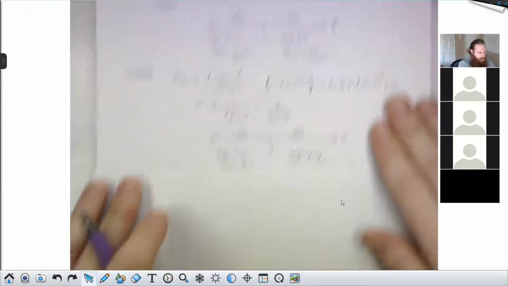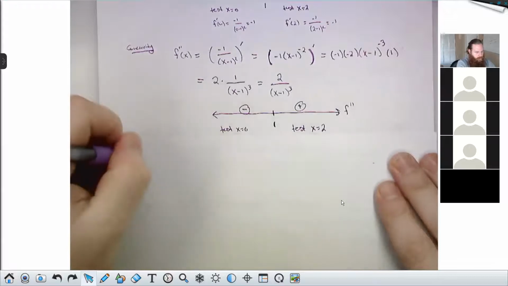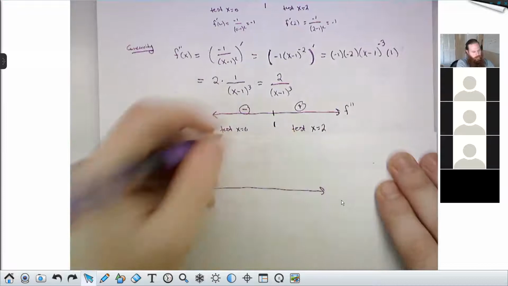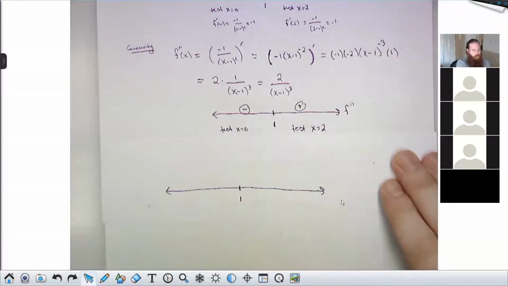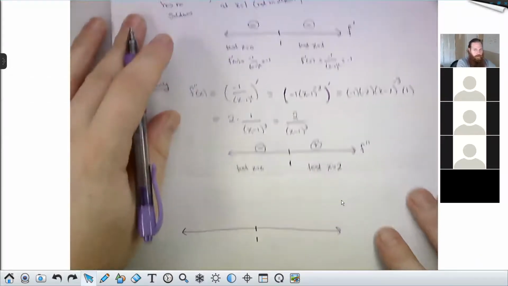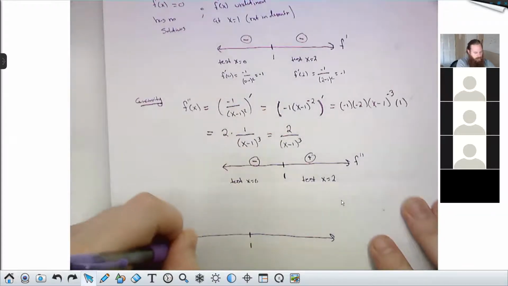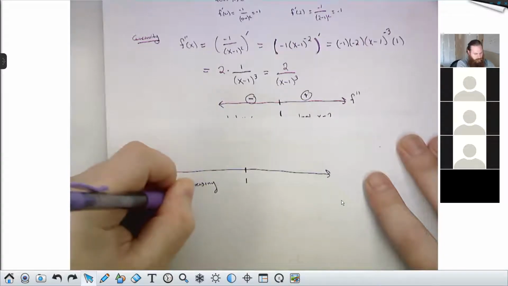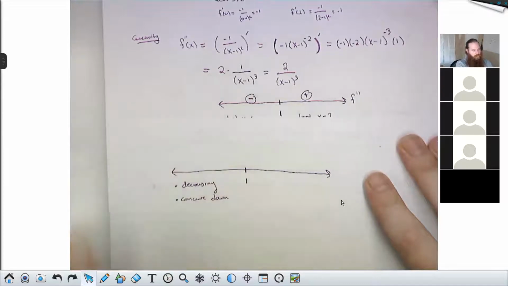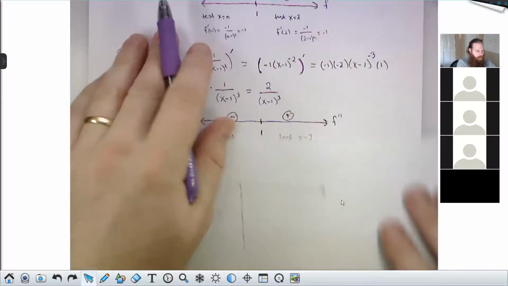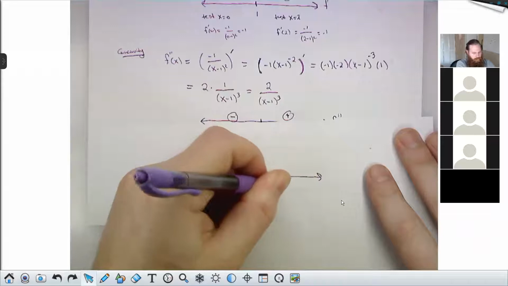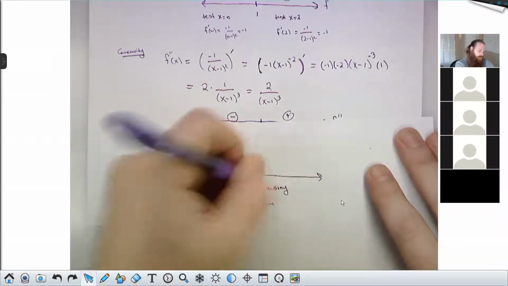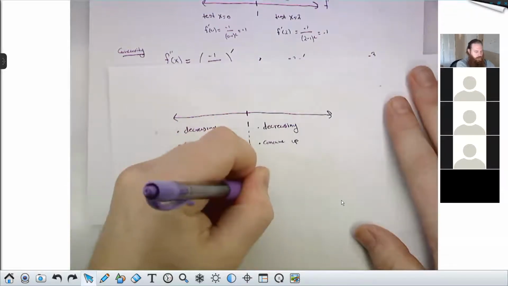So I put all this together into that picture that tells me the shape. Okay, so the shape of f. Any number from either of the preceding number lines goes here. I know that to the left of 1, f primed is negative, so f is decreasing, and concave down. I know that everywhere to the right of 1, f is decreasing, but now concave up. And I know I have a vertical asymptote here at x equals 1.